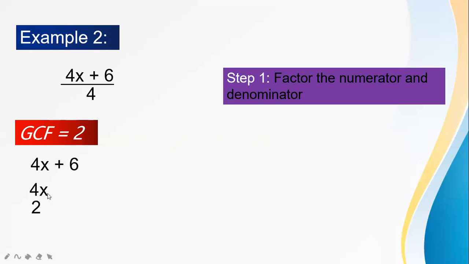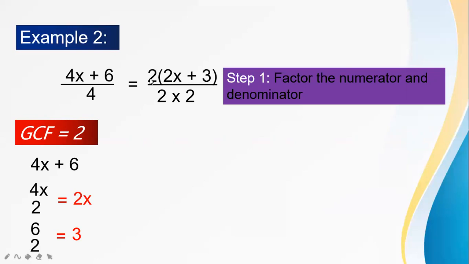We have 2, 4x divided by 2, and therefore we have 2x. Then the second term, we have positive 6, then divided by the GCF, which is positive 2. 6 divided by 2 is equal to 3.